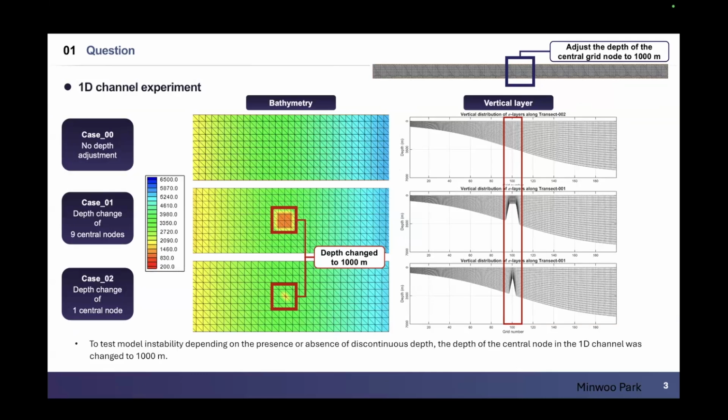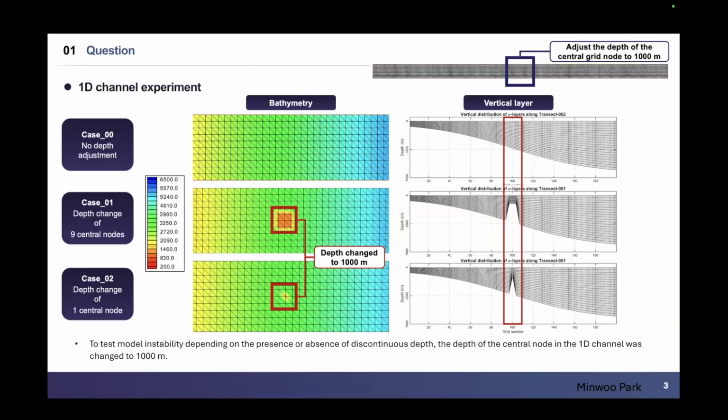I added discontinuous steps at the center of the 1D channel to create three cases. Case 0 is the reference case with no depth modification, case 1 has 9 central nodes modified to 1000 meter depth to create a gentle seamount, and case 2 has only one central node modified to 1000 meter depth to create a sharp seamount.